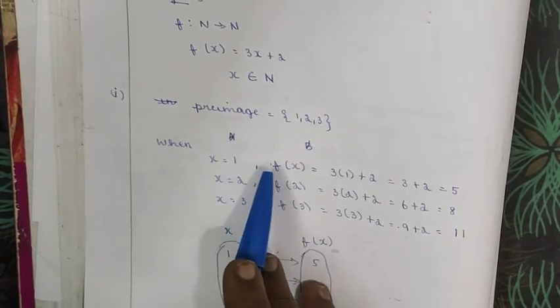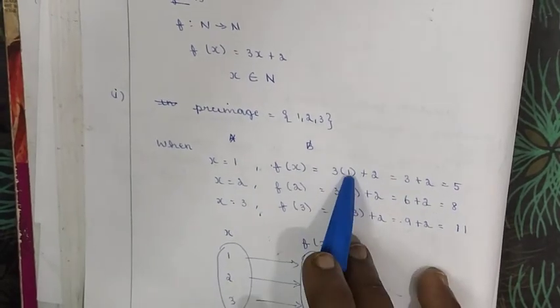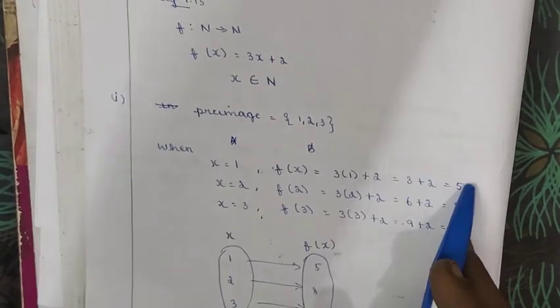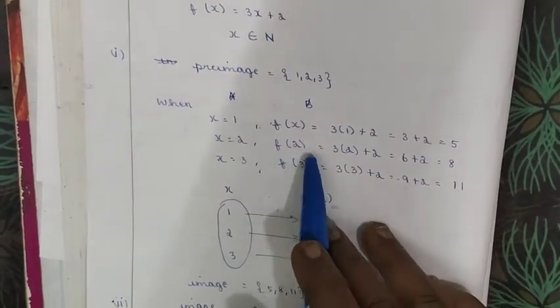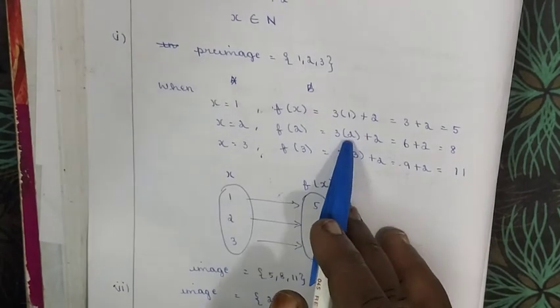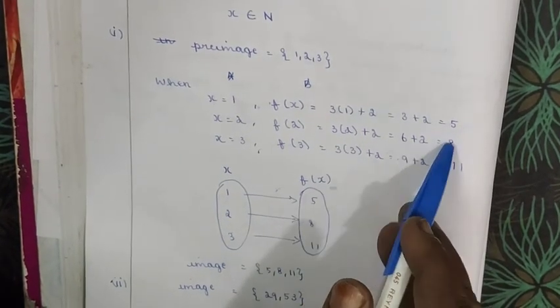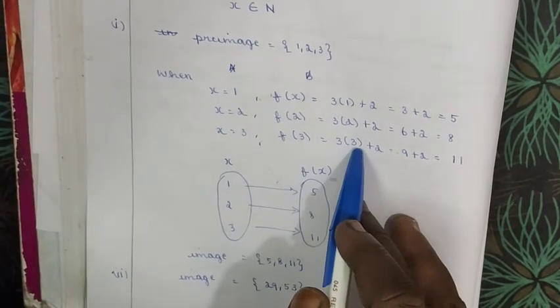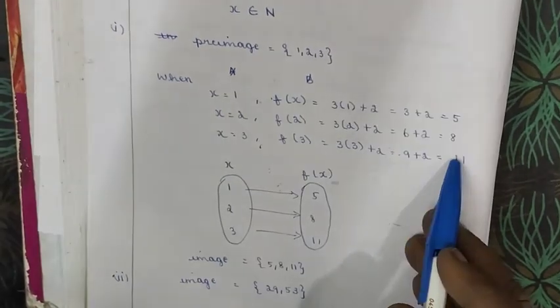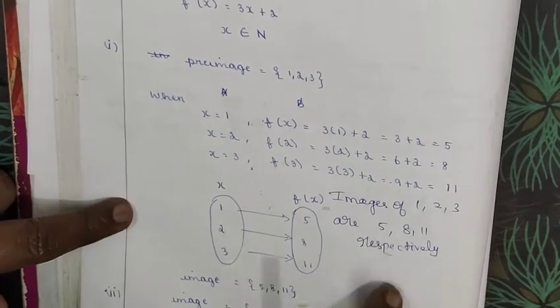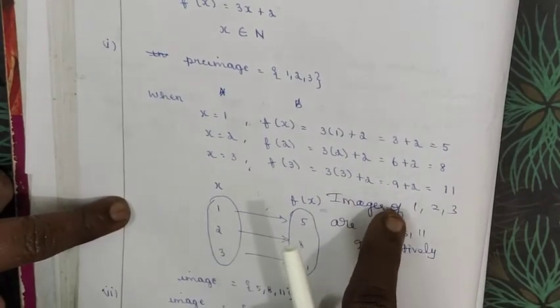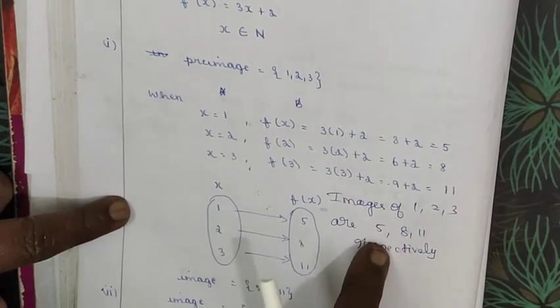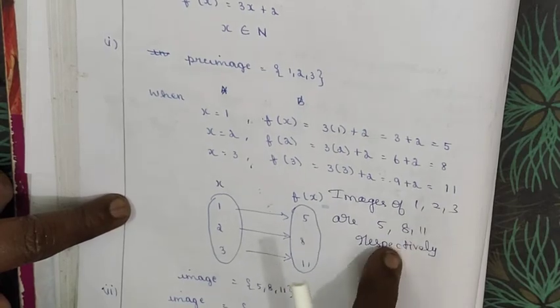So when x equal to 1, substitute 1 in the place of x: f of 1 equals 3 into 1 plus 2, that is 5. X equal to 2 means f of 2 is 3 into 2 plus 2, that is 6 plus 2, 8. Okay, x equal to 3, f of 3 equals 3 into 3 plus 2, 9 plus 2, 11. Now images of 1, 2, 3 are 5, 8, 11 respectively.